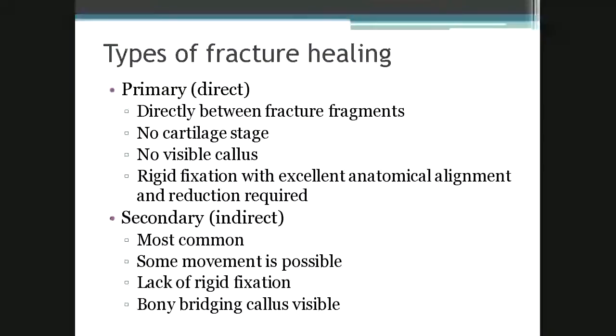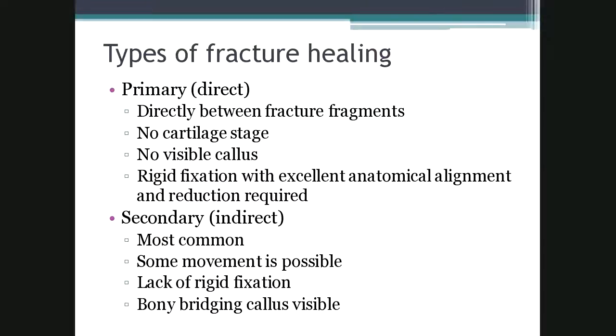There are two main types of fracture healing that occur. Primary healing occurs with surgical intervention, such as using a plate and screws. This occurs when new bone forms directly between the fracture fragments, so there's no cartilage stage and there's no visible callus. This can only happen with rigid fixation with excellent anatomical alignment and reduction.